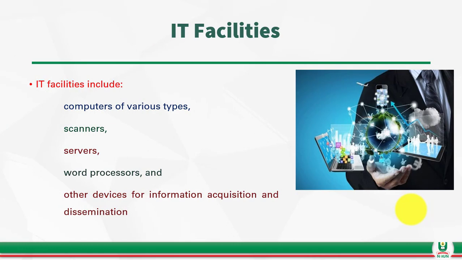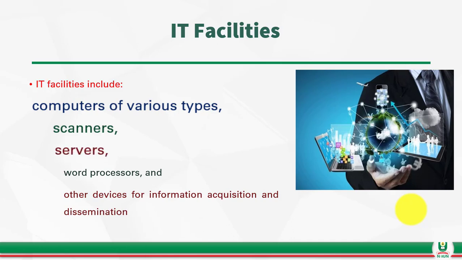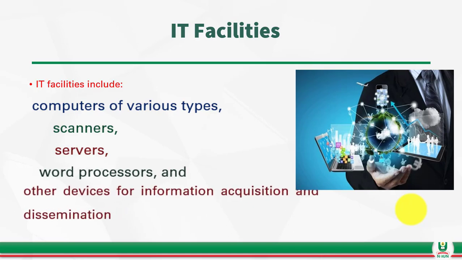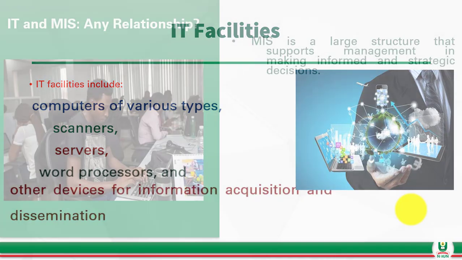Before you can do this effectively, you need some IT facilities. These IT facilities are computers of various types, desktops, laptops, and some other kinds of computers. Then you need scanners to scan resources and send as appropriate. Then you need servers to be connected to the internet and deliver this information to people that would need the information for effective management. You need word processors and other devices for information acquisition and decision.